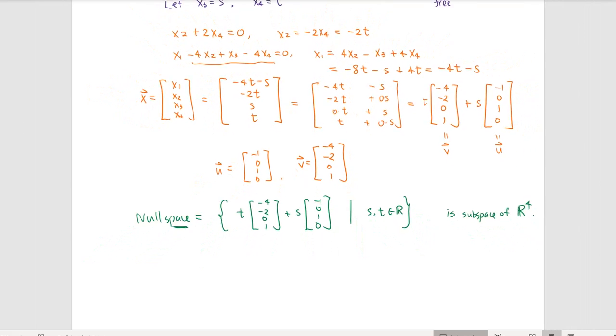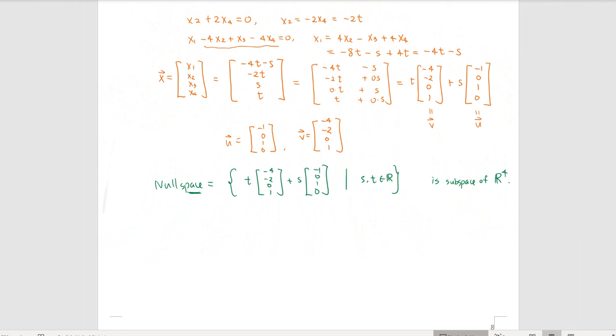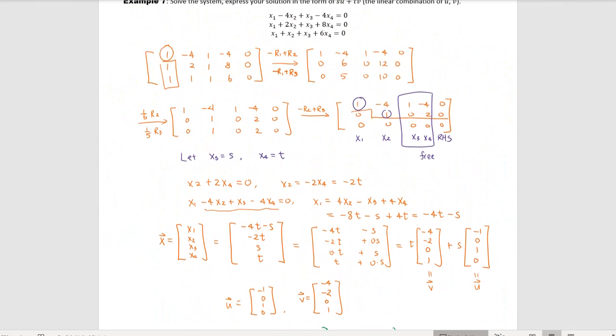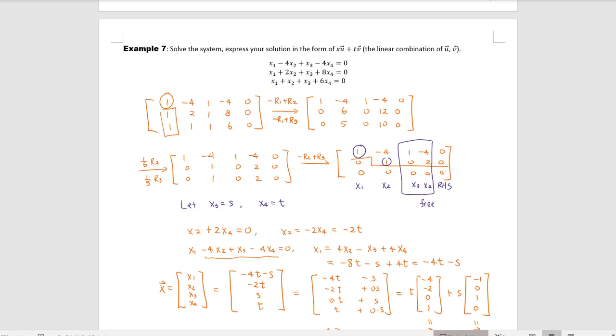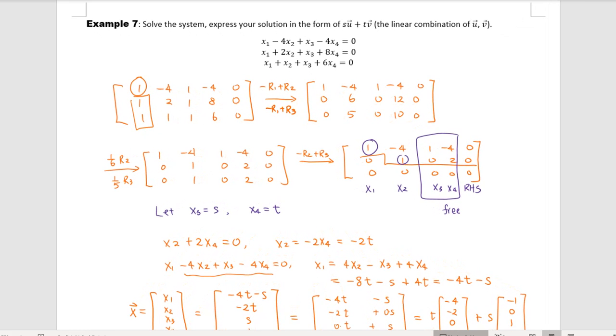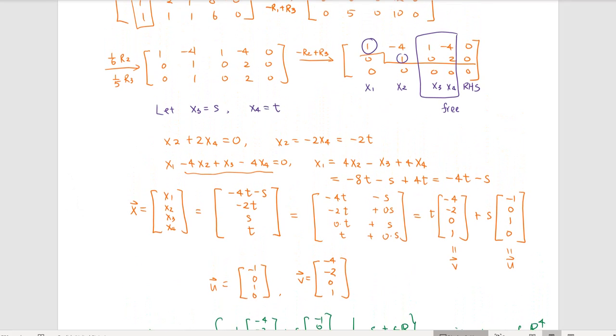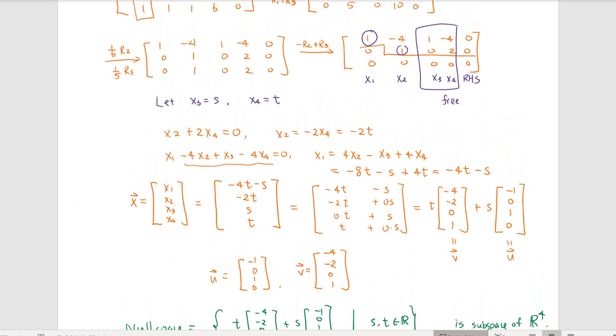Okay, so read the problem, read the questions carefully, answer the questions in their way. So if they ask you for the null space, then answer the null space. If they ask you to express your solution in this form, then you express it in this form. Okay, if they want you to just solve the system, probably then you can stop here and just say s and t are real numbers, so we get a 2-parameter family.